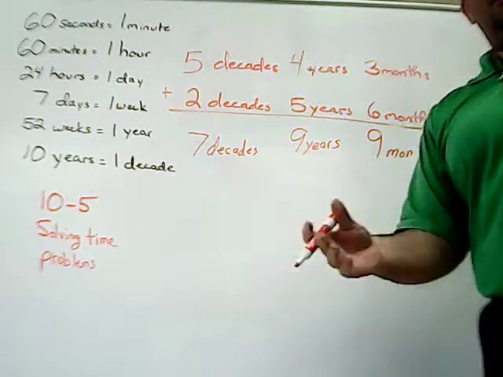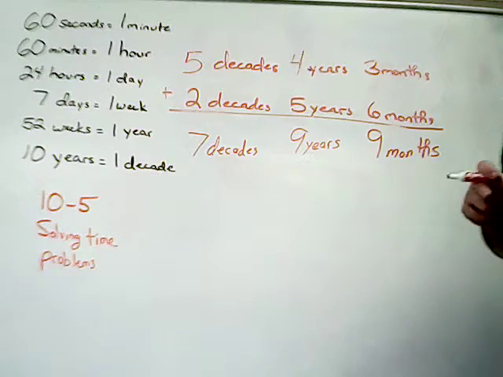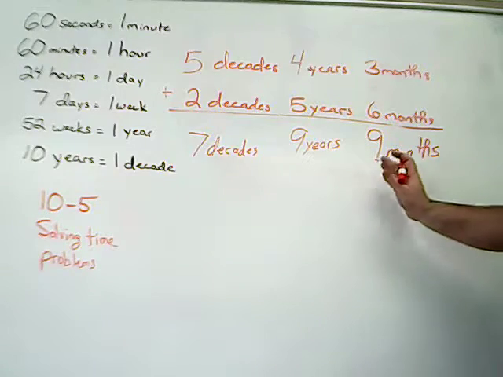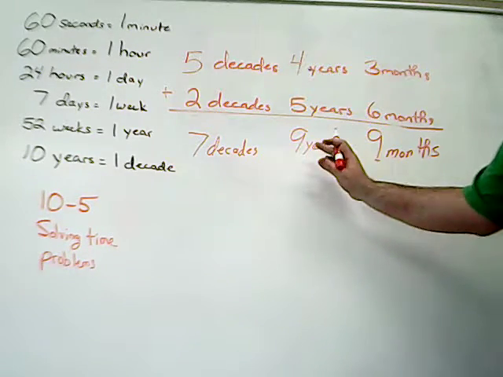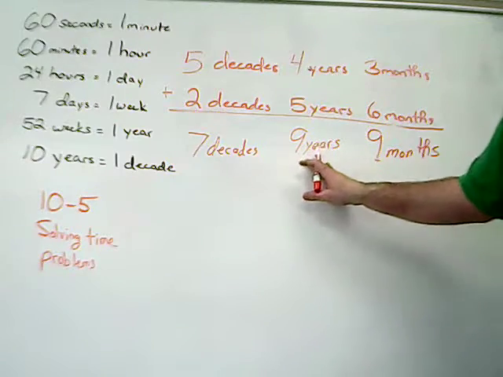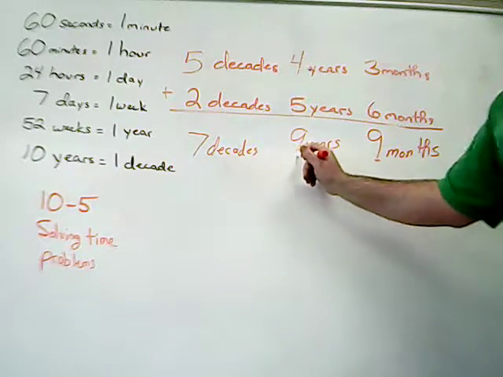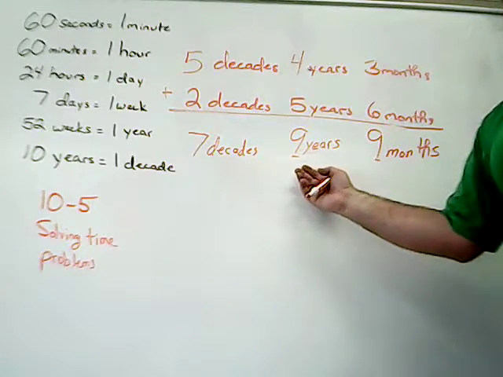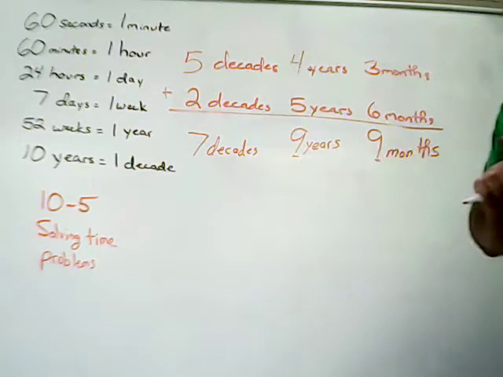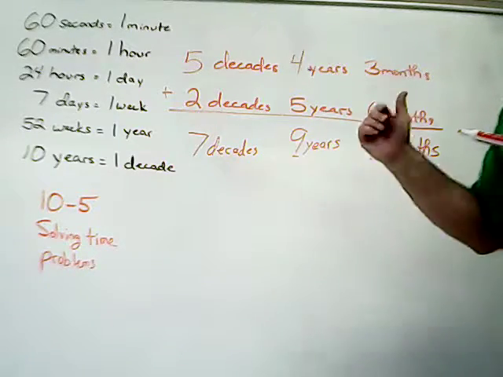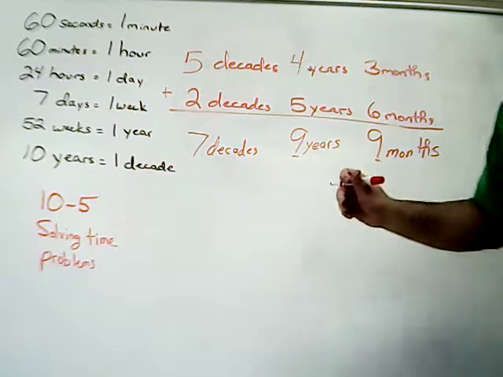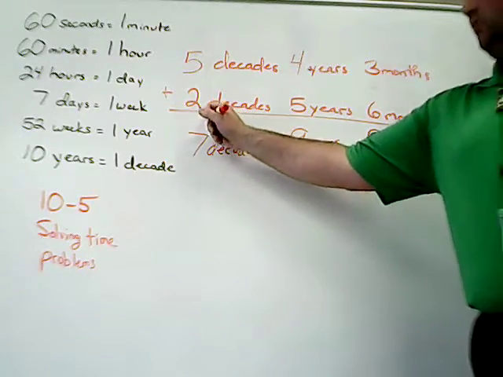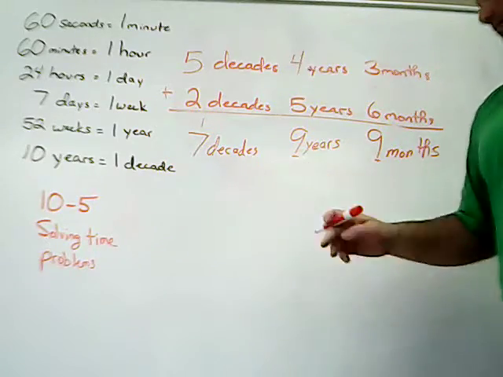I don't need to do any conversions here. The reason I don't is because there are 12 months in a year. In my months column, I have not reached that 12, so I don't have to regroup into the years column. Same idea with the years. There are 10 years in 1 decade, but I only have 9 here. So again, I do not need to regroup. If, for example, this said 15 years, what I would do is take 10 of those 15 and move it as one whole decade over to here.